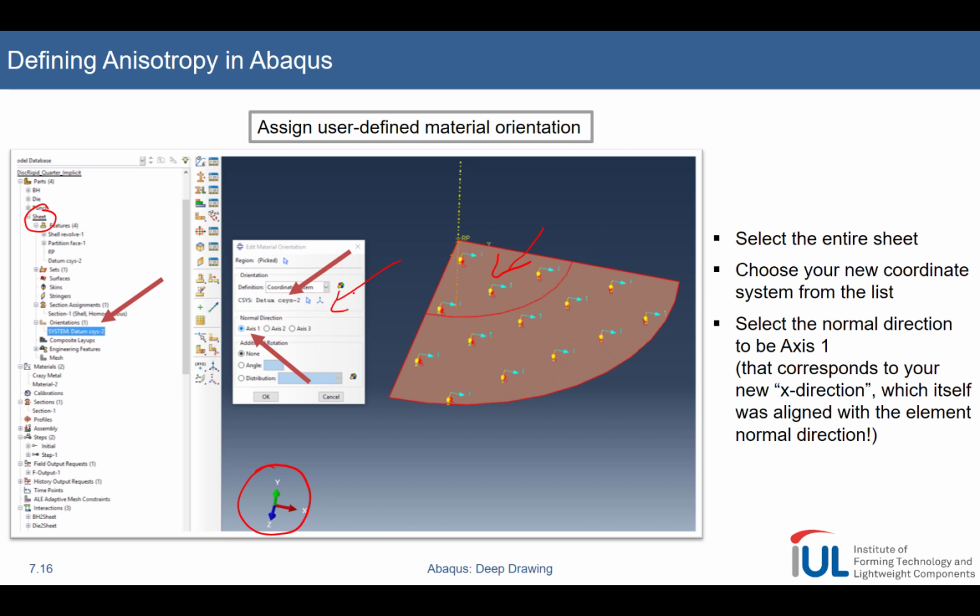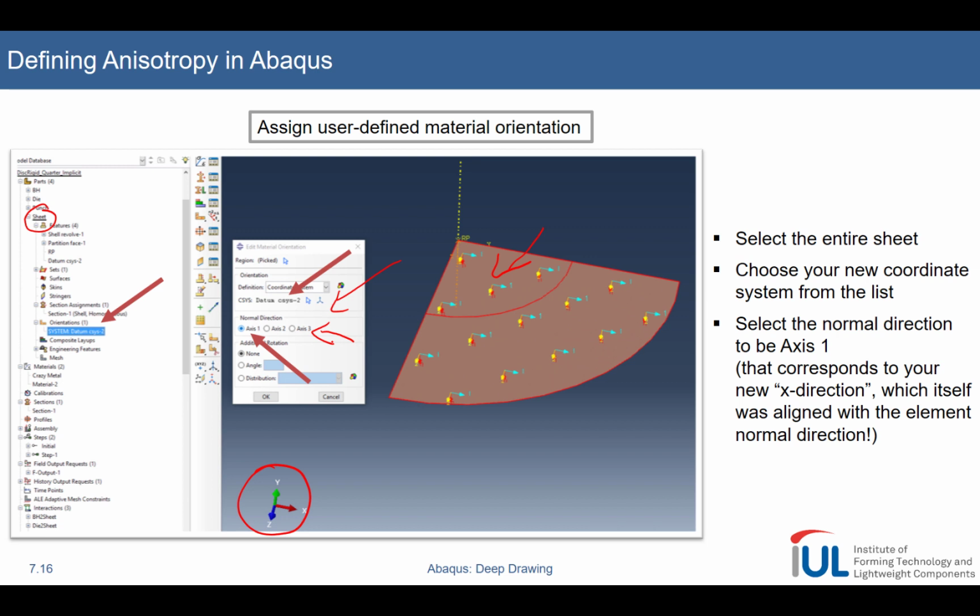And then, quite important, the normal direction asked in this field here should coincide to your new 1,1 or x direction. So remember, we defined it. That's the actual reason why we've defined this new x-axis to coincide with our element face normal. Because again, if you do it this way and if you do it correctly, you won't get any errors.